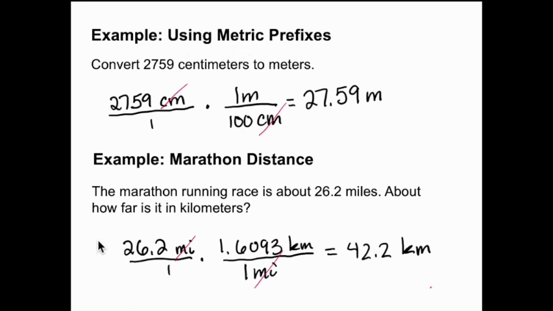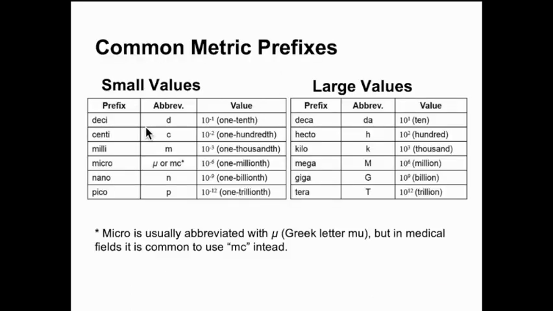Using metric prefixes, it says convert 2,759 centimeters to meters. So this is what we're trying to convert to meters. So we're going to start with 2,759 centimeters and put that over 1. If I want to change from centimeters to meters, if we go back up to that table and look at the prefix for centi. So a centimeter is 1/100th of a meter. Or another way you can say that is there are 100 centimeters in 1 meter.